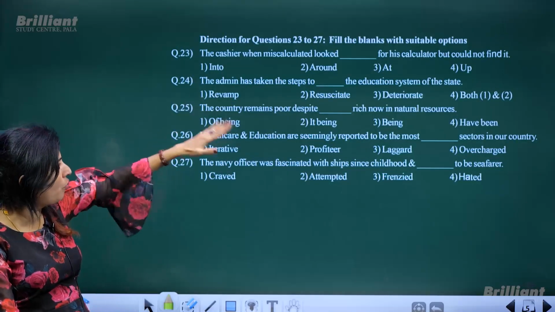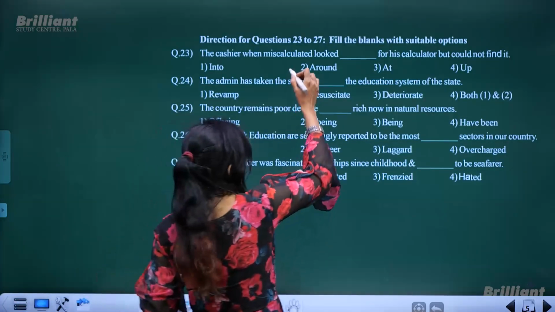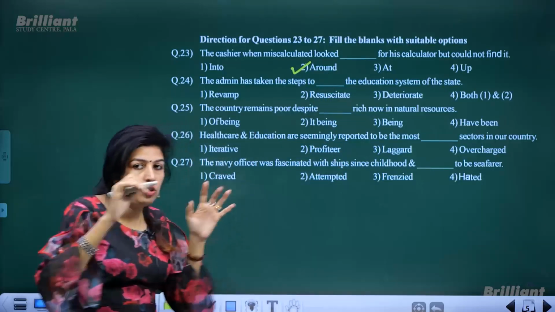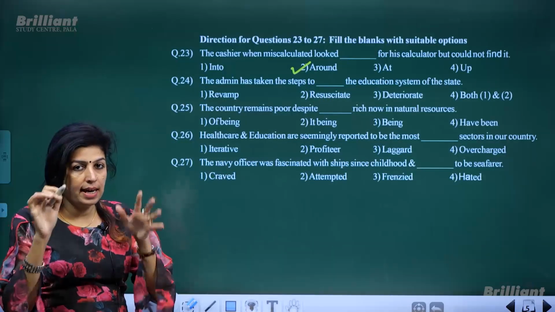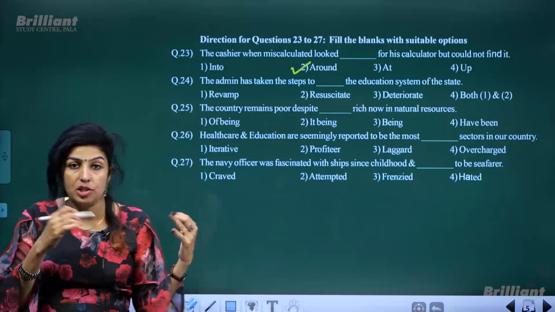Okay, but there is no for option. Looked into, no. Looked around. Around means to search. Looked around means to search for. Exactly what we require for this blank. So this cashier, he started searching for.